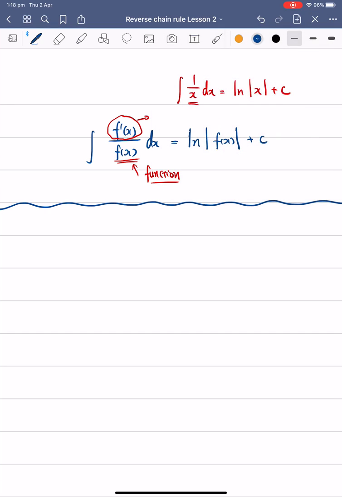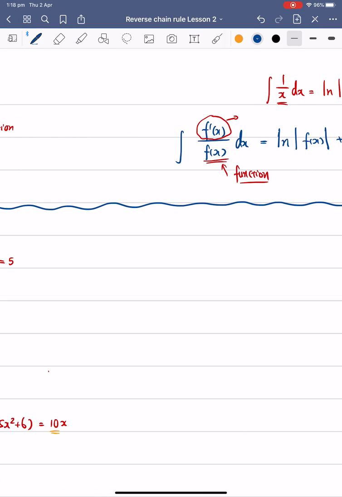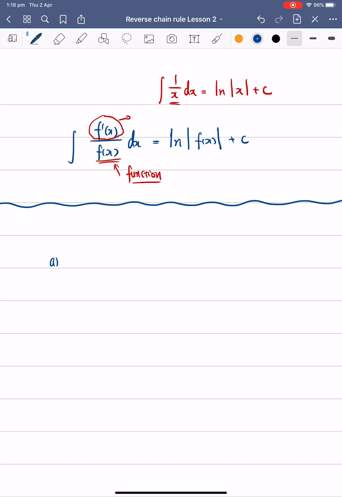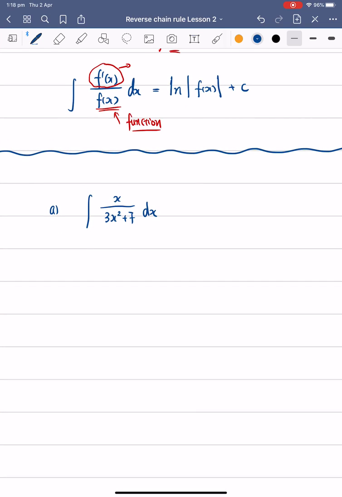So I'd like to show you a few examples. Let's call this example A. We'll start again with something really simple, to give you some idea how to do the question. So if we try to integrate x over 3x squared plus 7 dx. Now, all I want you to do is think about it. This is f(x). The top one should be f dash x, but right now it's not. So the first step is to try to differentiate 3x squared plus 7, and that is equal to 6x.